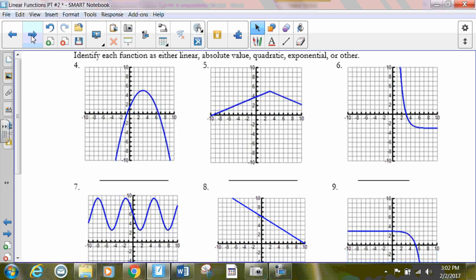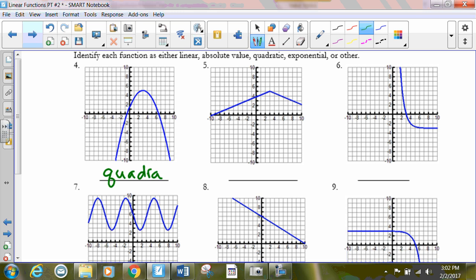Identify each function as either linear, absolute value, quadratic, exponential, or other. When we see a u, whether it's right side up or upside down, we remember that it's quadratic. It's a quadratic because u have quads. All right, this looks like an upside down V. We can't see the rest of the V because the graph ends at x equal to 10, but if we extended the graph, we would see that it's an upside down V, and that's an absolute value. That V is in value.